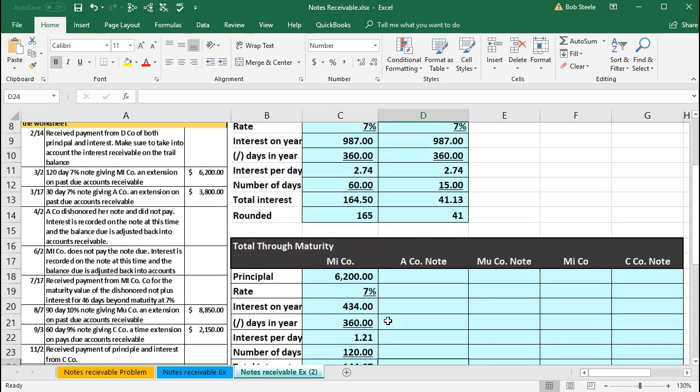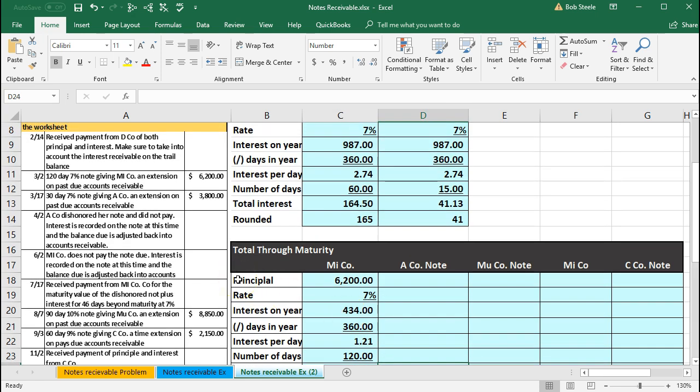We're just going to keep that until it becomes due, and then we'll do something with that number. Next, we've got 317, a 30-day, 7% note giving a company an extension on past due accounts receivable. So the same type of thing is happening here.